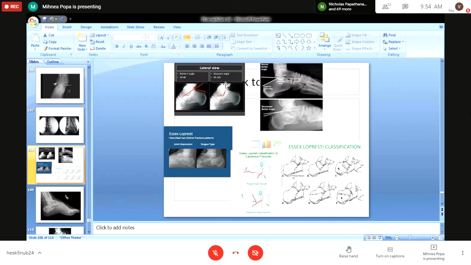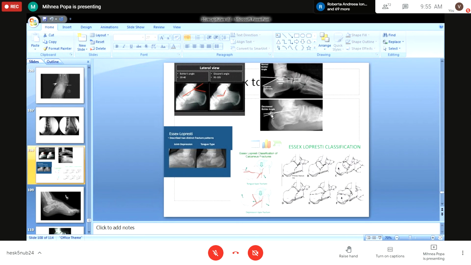And the Gissane angle is a line that goes from the superior part of the articulation to inferior, and from the anterior part to inferior. This angle tells us about the articulation between the calcaneus and the talus, and lesions in this angle also involve the articulation, so this will be problematic for the patient.